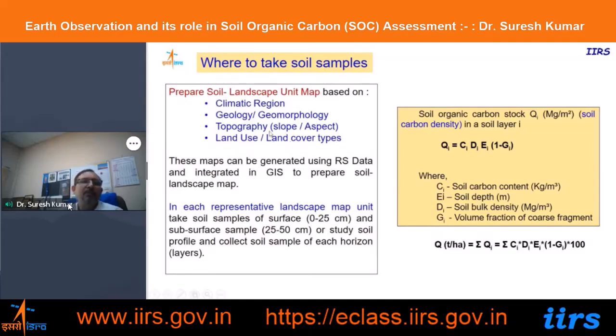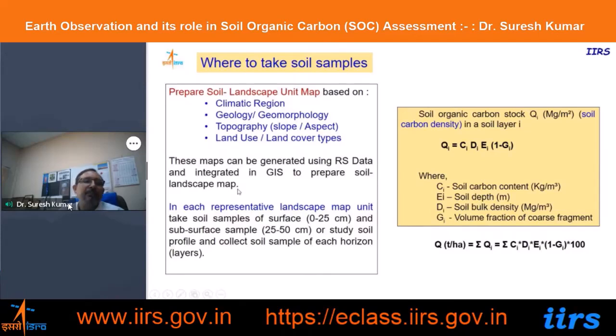So in general, we take four maps: the climate region map, the geology or geomorphology map, the topography or slope map, and the land use map. These maps are integrated in GIS to prepare the soil landscape map. You can prepare the soil landscape map.